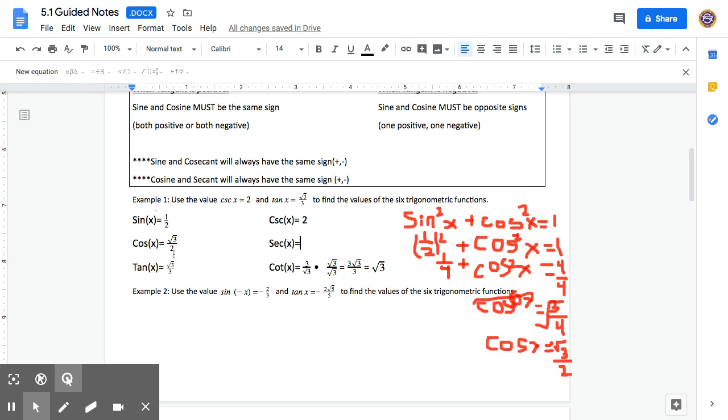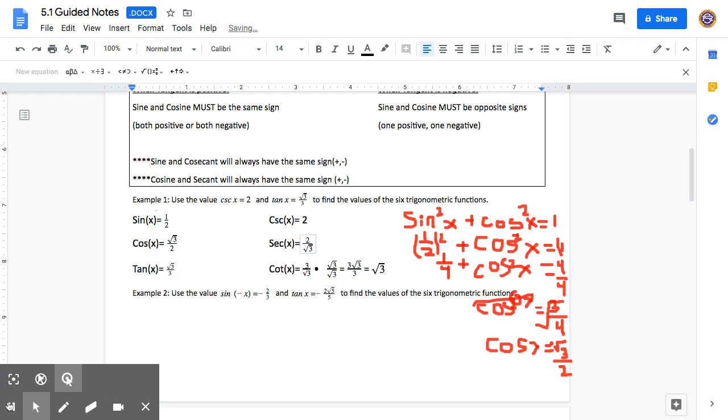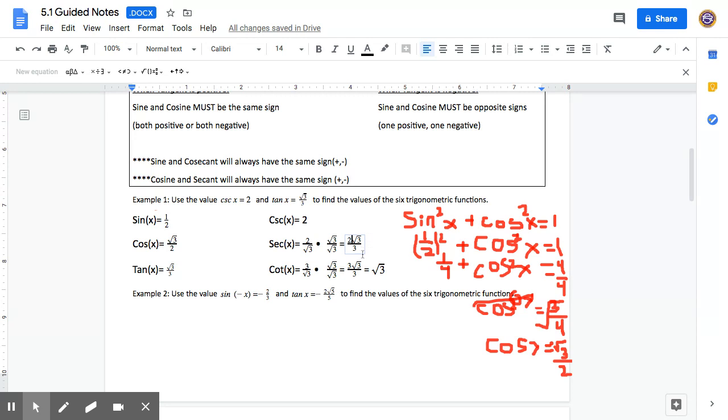And if cosine is the square root of 3 over 2, secant is the reciprocal, so it's going to be 2 over the square root of 3. Once again, we have to multiply the top and bottom by root 3, just like we did for cotangent, to get that radical out of the denominator. This time when we do that, we get 2 square root 3 over 3, and we can just leave it as is because nothing cancels out.